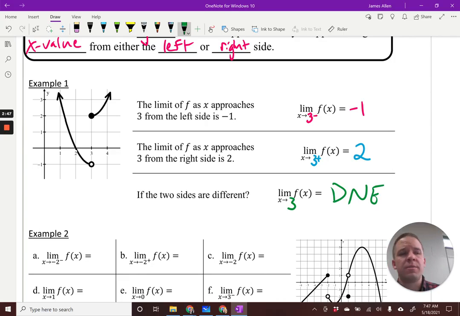As we saw in some previous ones, if the limits are the same from the left and from the right, as I talked about in the previous video, it approaches the same thing from the left and from the right, you actually do get a limit. But when it's approaching two different things from the left and the right, the limit does not exist. Let's move on.